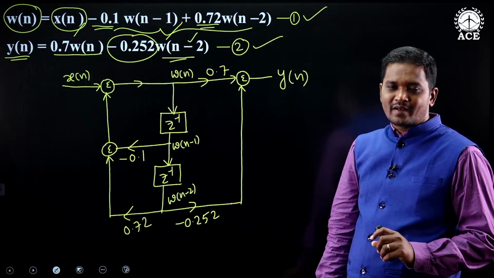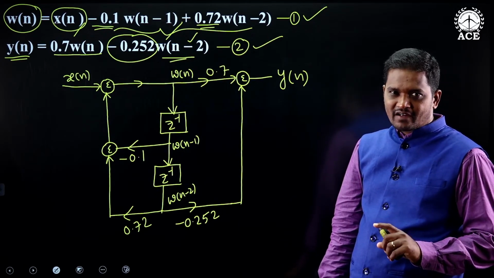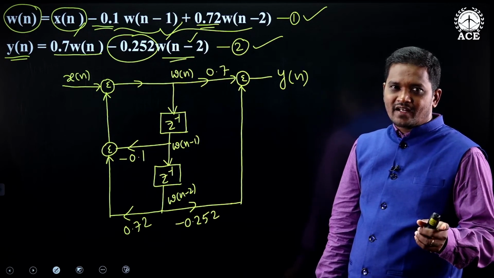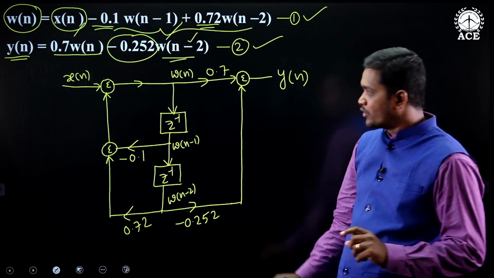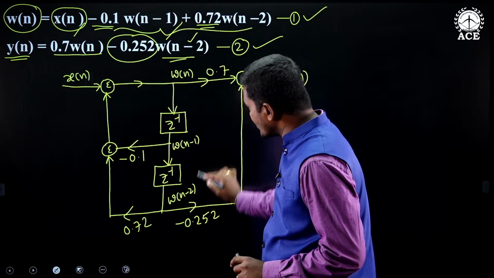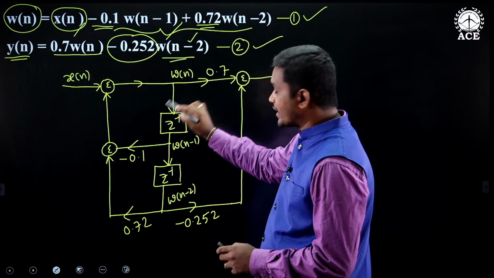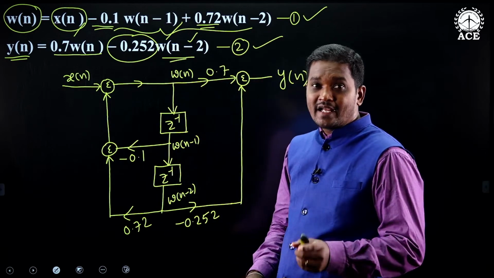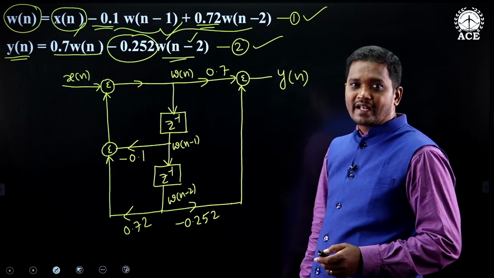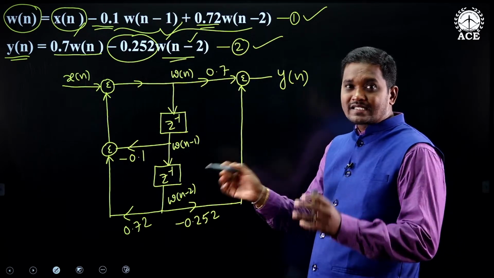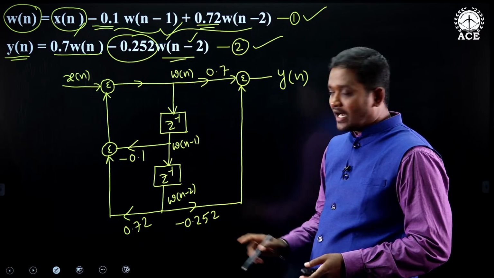Now compare direct form 1 and direct form 2. In direct form 1, it is using separate delay elements for input and output. Here, it is using common delay elements for input and output. There are no separate delay elements. Understood or not?